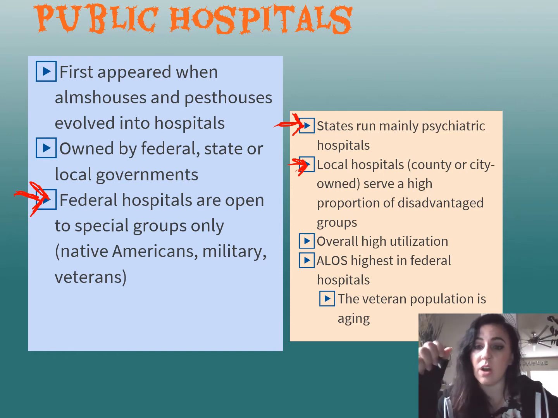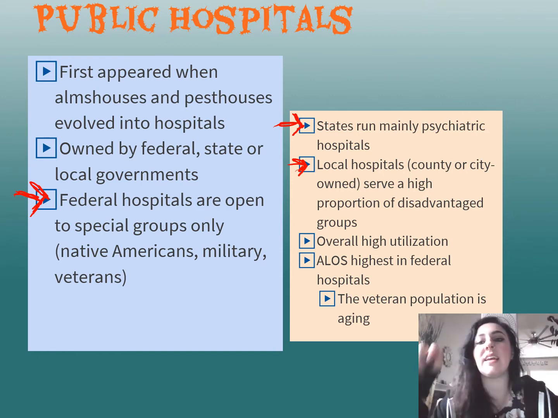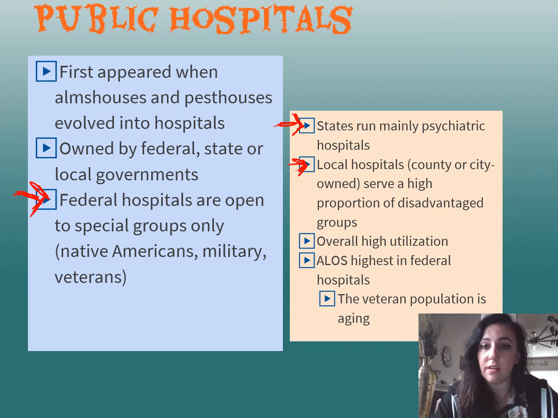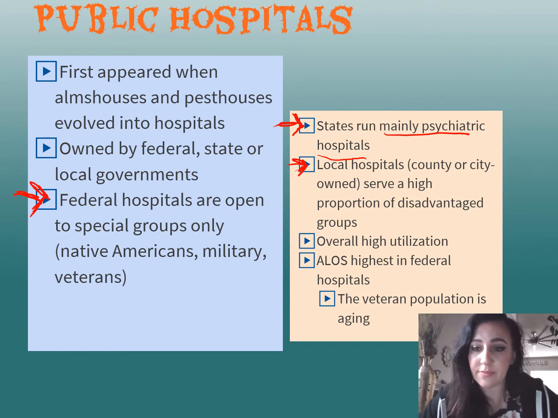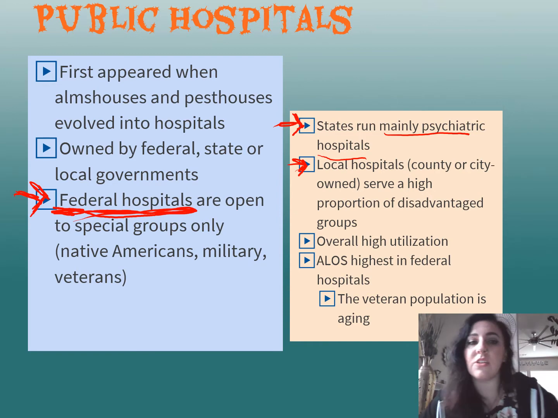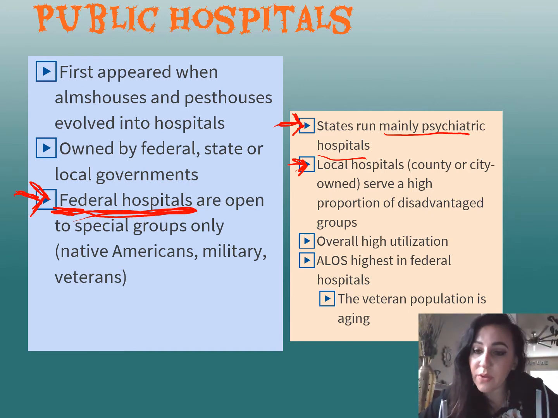And then the state-owned hospitals, the ones that are owned by the state, not the little locally owned ones, are mainly psychiatric hospitals. So they're mostly psychiatric hospitals. Now, federal hospitals, these are owned by the federal government. And the tricky thing about the federal hospitals is they are not open to the public. There are very few of them, and they're only there for special populations, special groups.